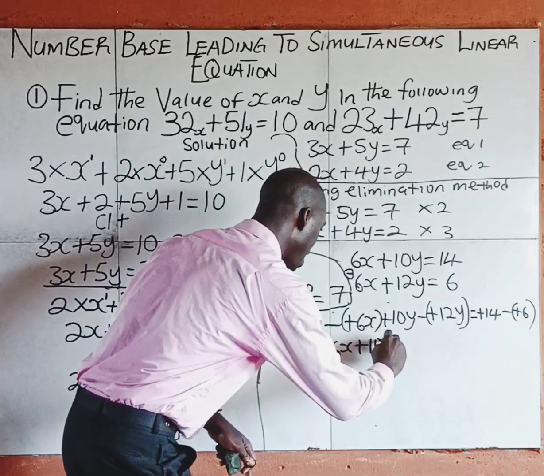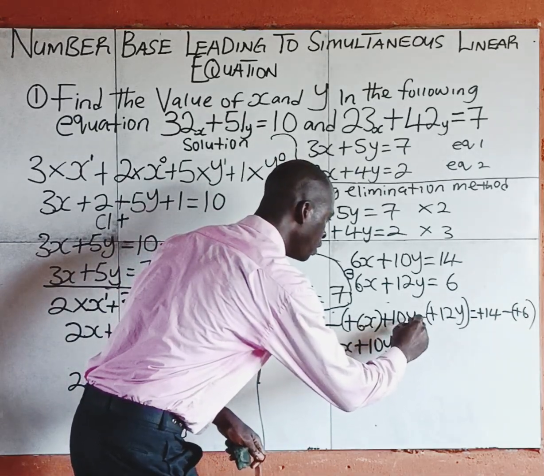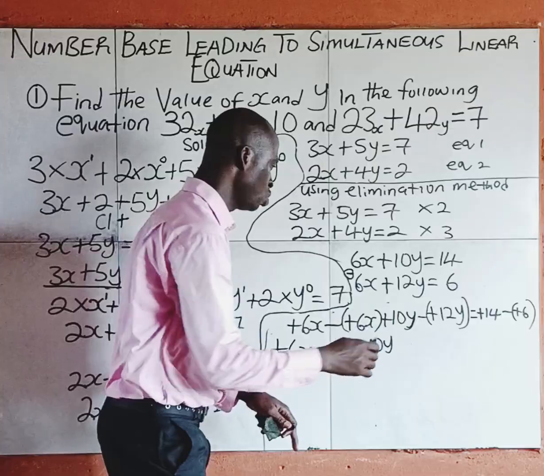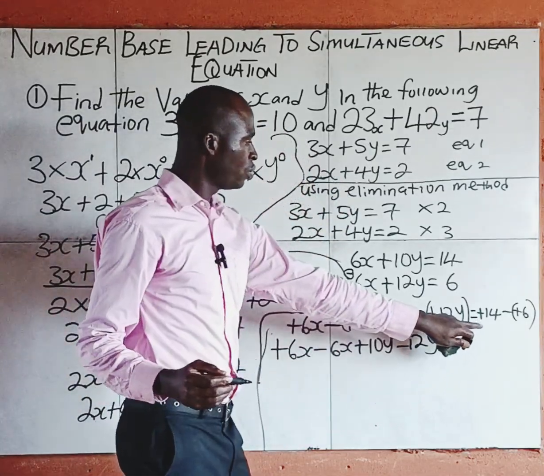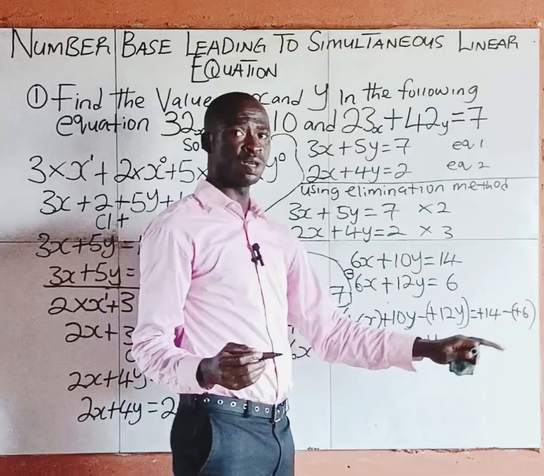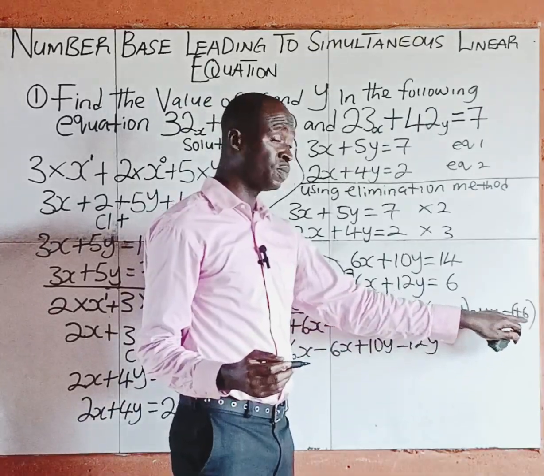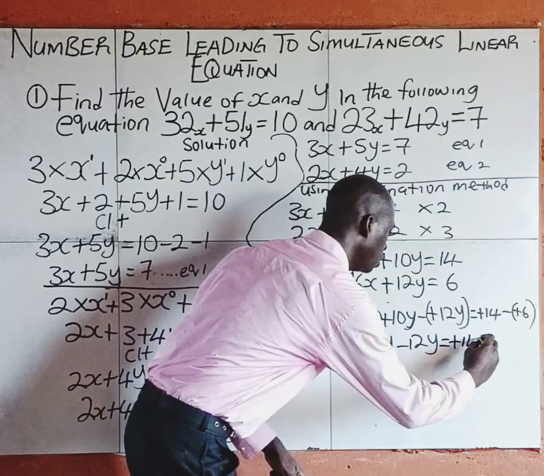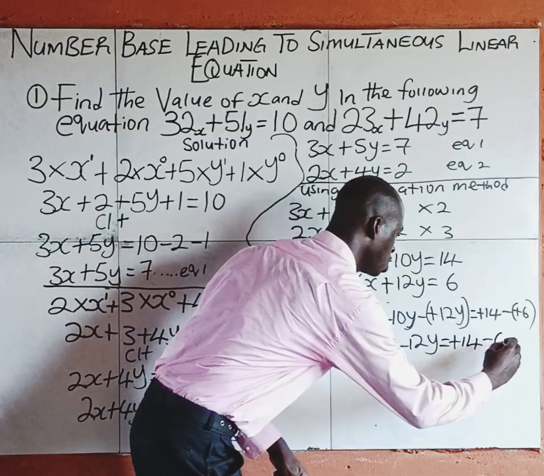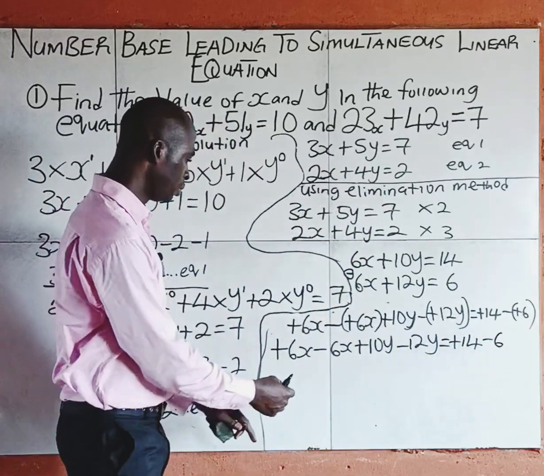Here is plus 10y. We go again. Minus times plus means minus. So here becomes minus 12y. Then we are coming here. Minus times plus again, we'll open the brackets. Minus times plus is minus. So it becomes plus 14 minus 6. So let's simplify further.